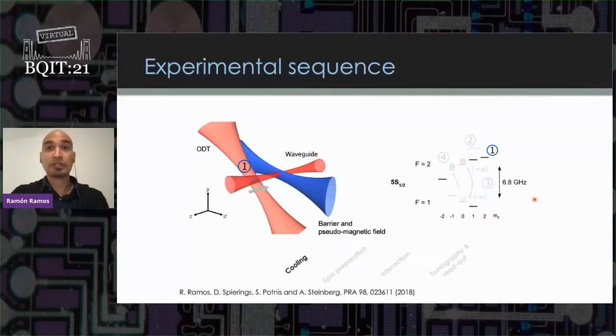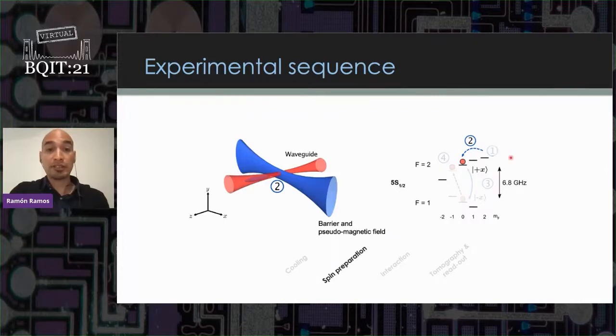So the experimental sequence will be the following. First, we'll start by cooling the atoms using a technique known as matter wave lensing, and this will allow us to obtain a temperature of around 900 picokelvin. Once we have cooled down our atoms, we're going to push our atoms toward the barrier and this pseudomagnetic field. One thing to notice is that initially all our atoms are in the F = 2, m = 2 state of the rubidium hyperfine state.